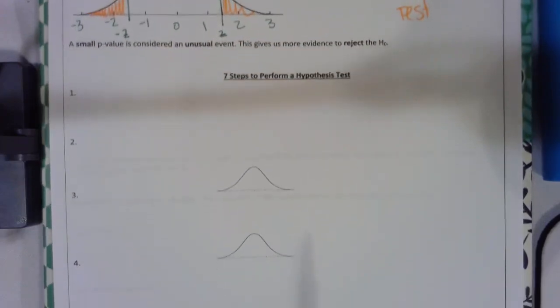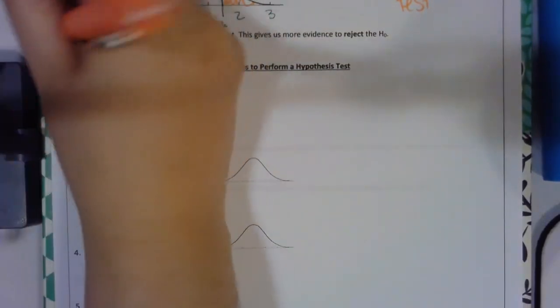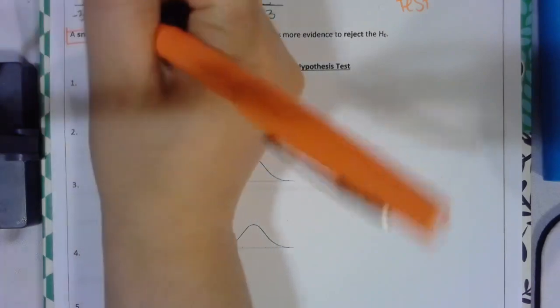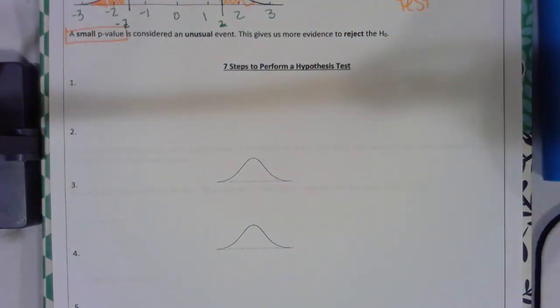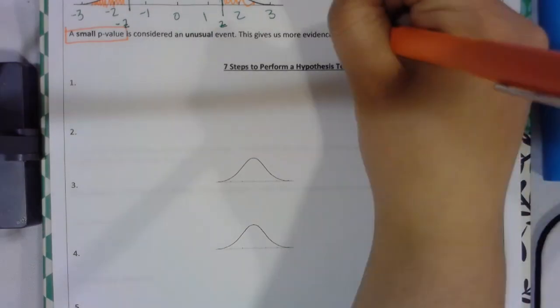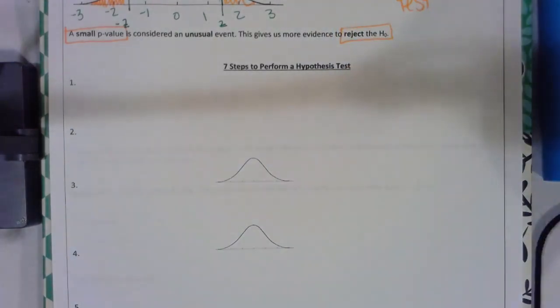Alright. Then, a small p-value is considered an unusual event. This gives us more evidence to reject the null hypothesis. So when you're trying to figure out if you need to reject the null hypothesis or not, the p-value normally comes in handy. If it's small, it's considered unusual and you're more likely to reject it than you are to accept it.